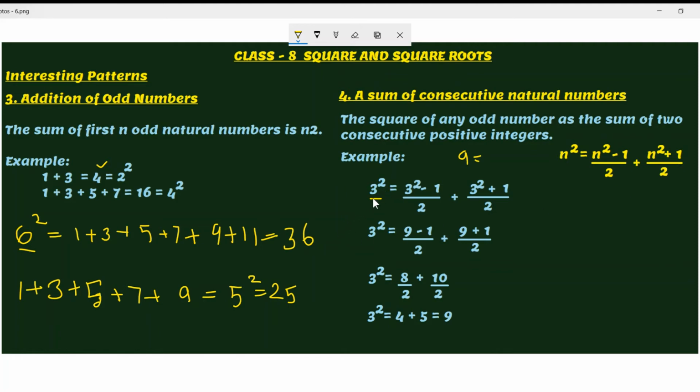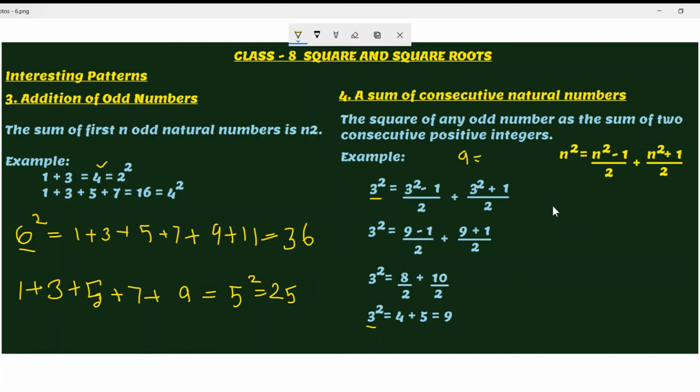So for 3 square, 3 is our n. We need to substitute the value 3 in place of n. So (3 square minus 1) upon 2 plus (3 square plus 1) upon 2. 3 square will be 9, so 9 minus 1 is 8, 8 upon 2, plus 9 plus 1 is 10 upon 2, which is equal to 4 plus 5. So we can write the square of any odd number as the sum of two consecutive positive integers.